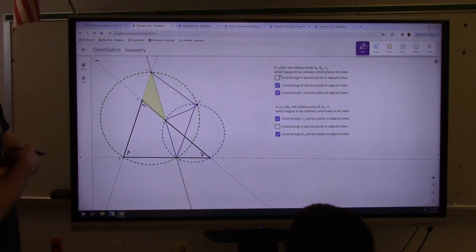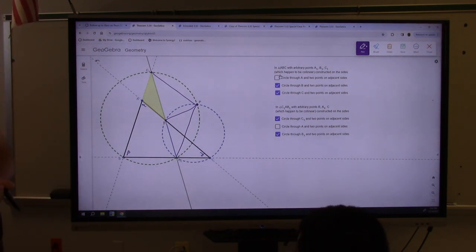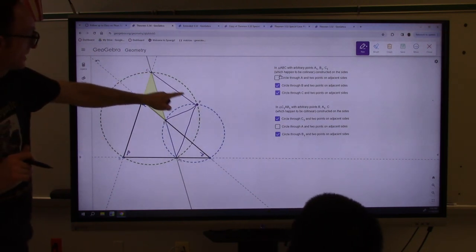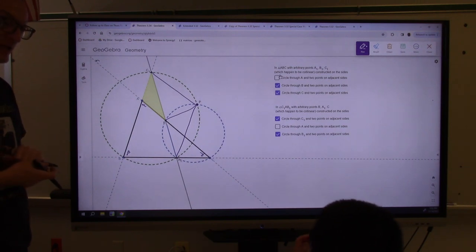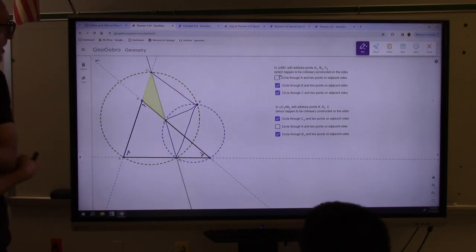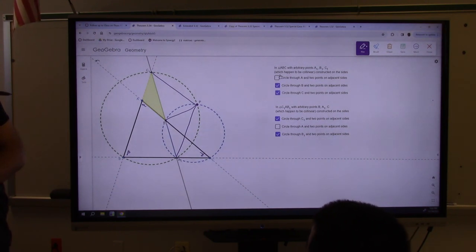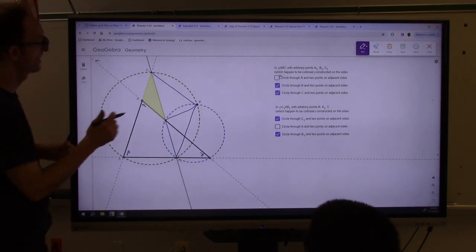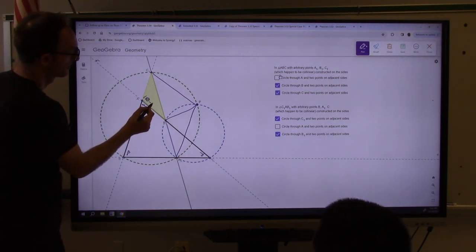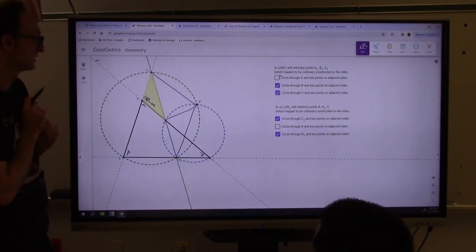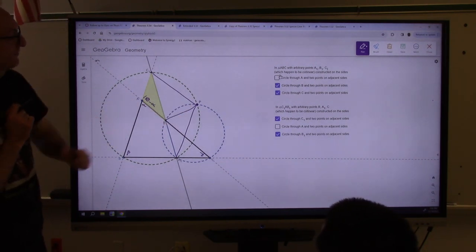Let me try to do this my own way this time. It's more satisfying. What am I trying to do? I'm trying to show that C1PB1A1 is cyclic. One maybe simple way of doing this is that this angle is 180 minus alpha. So I guess I really just need to show that that's alpha.